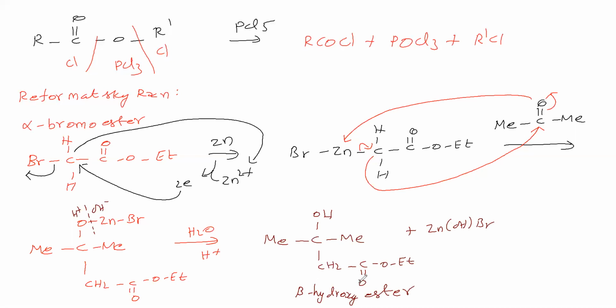In the Reformatsky reaction, what we are taking is alpha bromoester, and what we are getting is beta hydroxy ester.